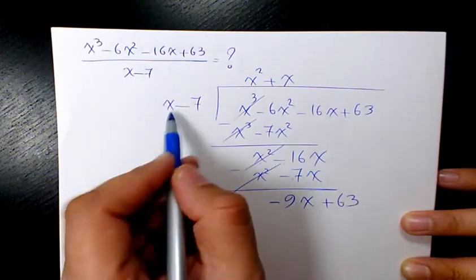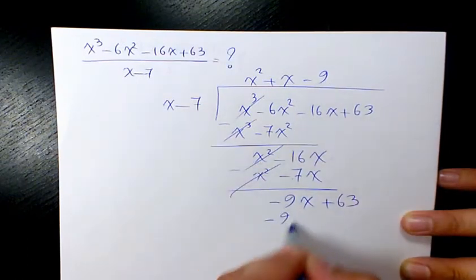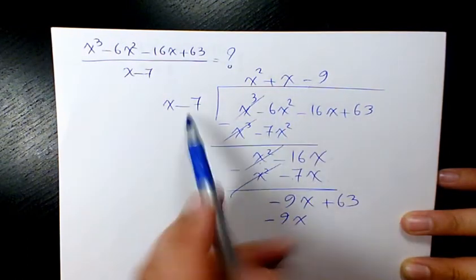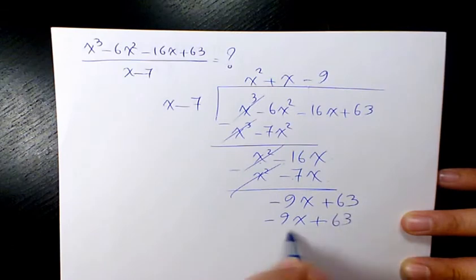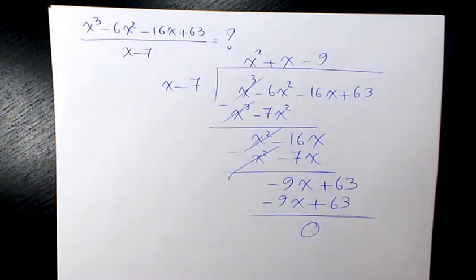Negative 9x divided by x is going to be negative 9. Negative 9 times x, negative 9x. Negative 9 times negative 7 is going to be plus 63. Same thing. It's going to cancel out. So the quotient is going to be x squared plus x minus 9.